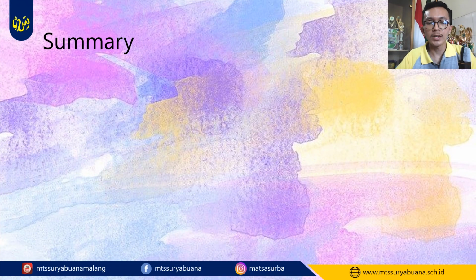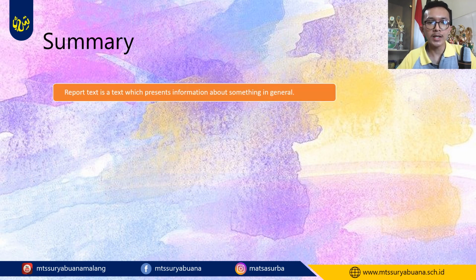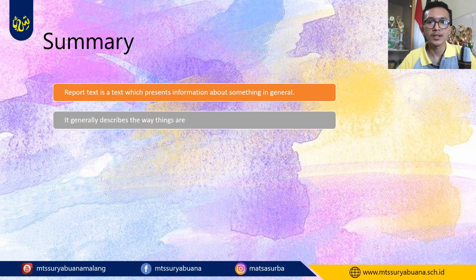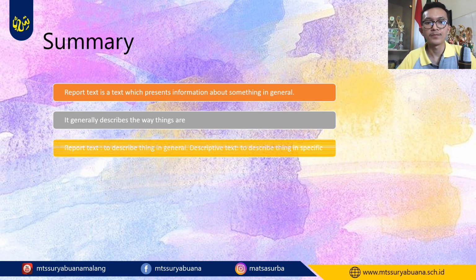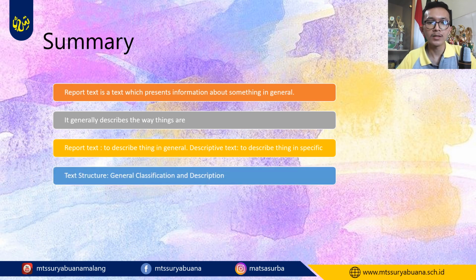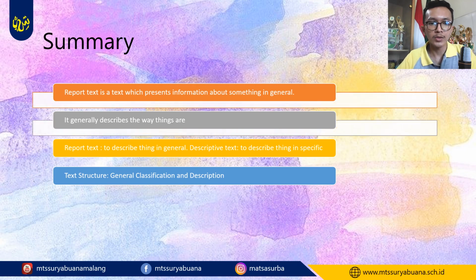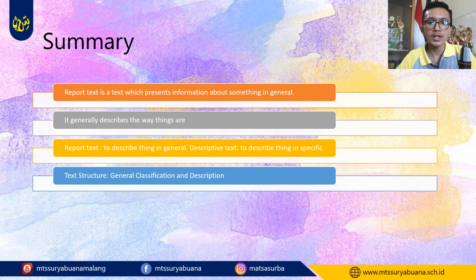Well, let's do the summary of what we have learned in this video. The first one, report text is a text which presents information about something in general. Number 2, it generally describes the way things are. Number 3, report text describes things in general, but descriptive text describes things in specific. And the last one, text structure. The structure of this text has two parts. The first one is general classification, and the second one is description.